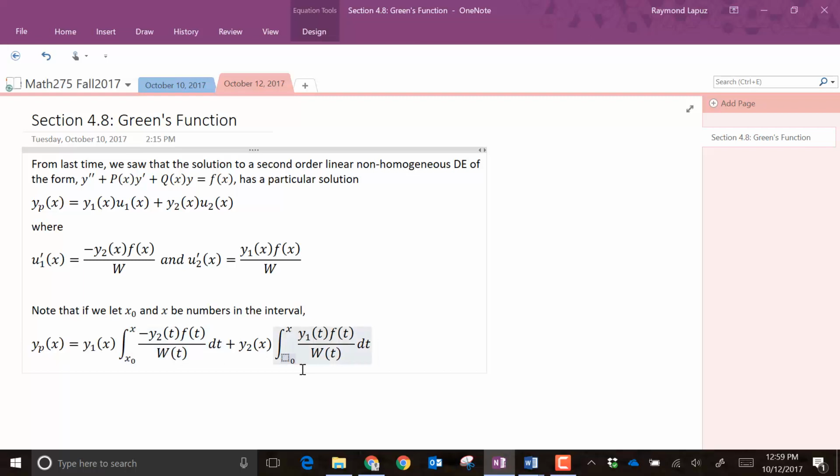And so what we're going to do is introduce Green's function that will help us quickly find our particular solutions through this function.